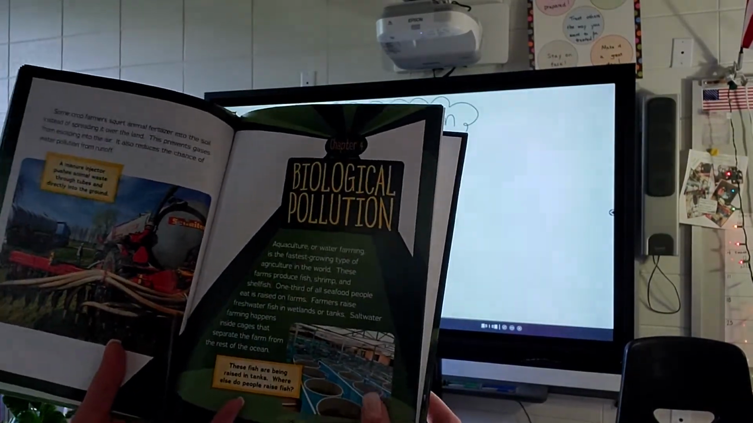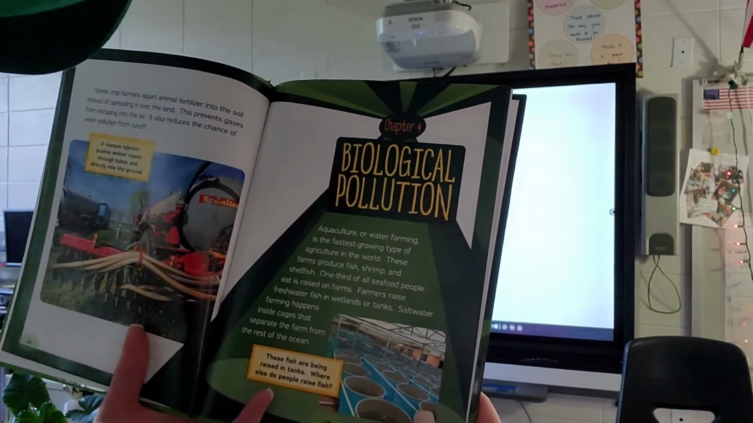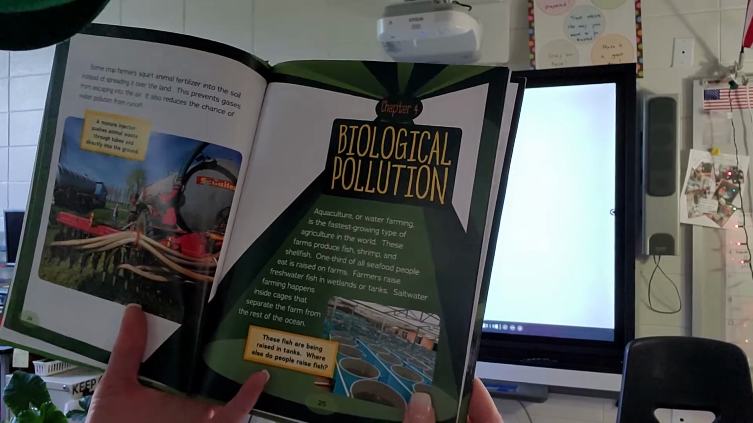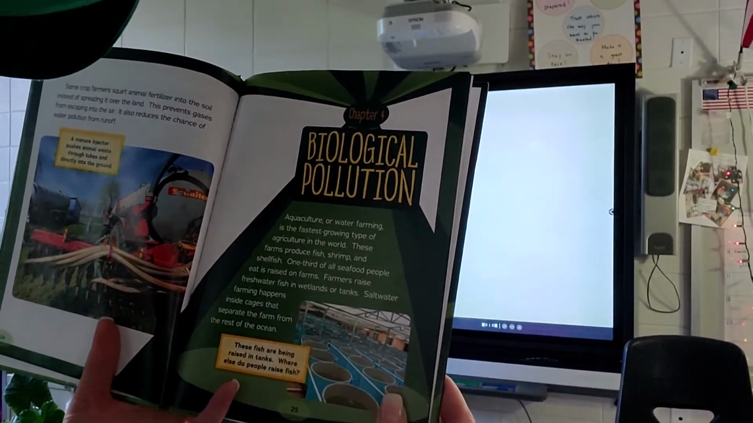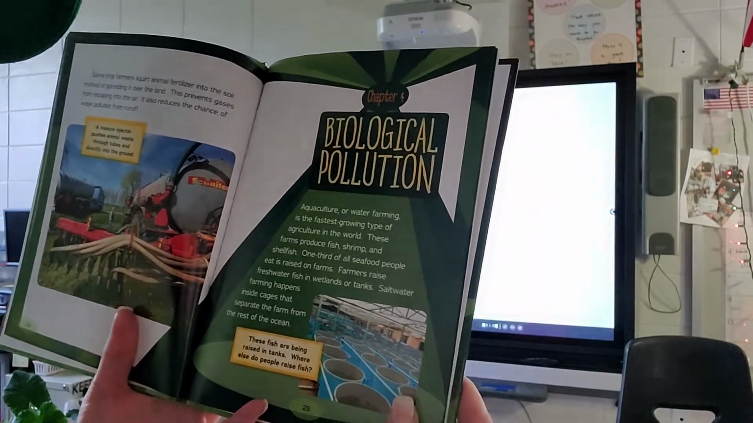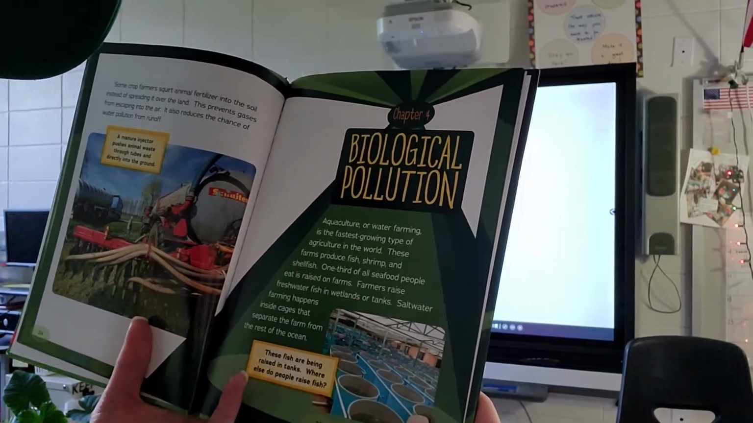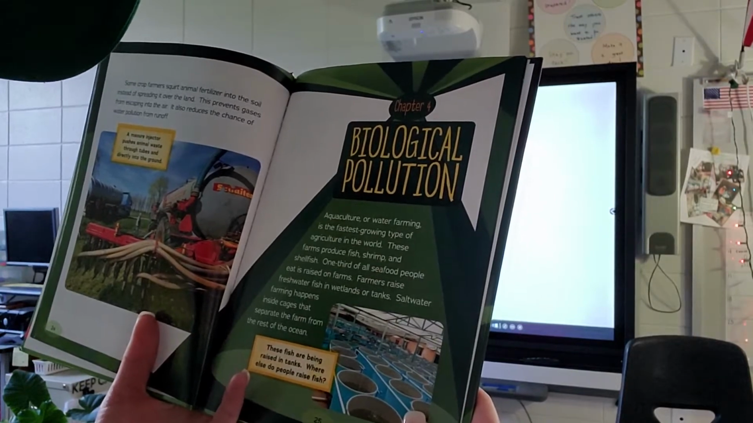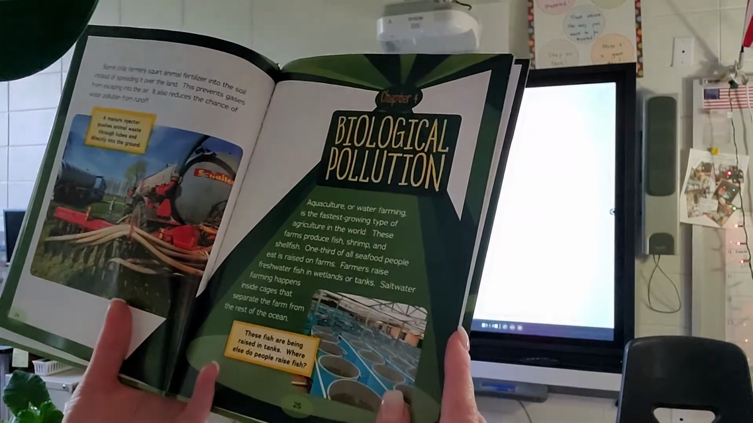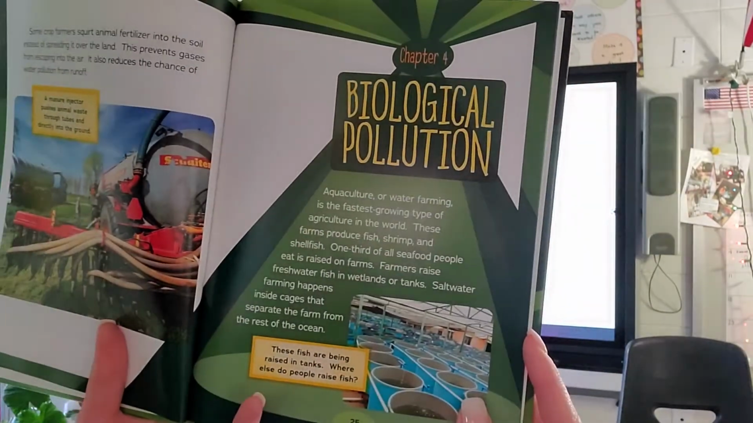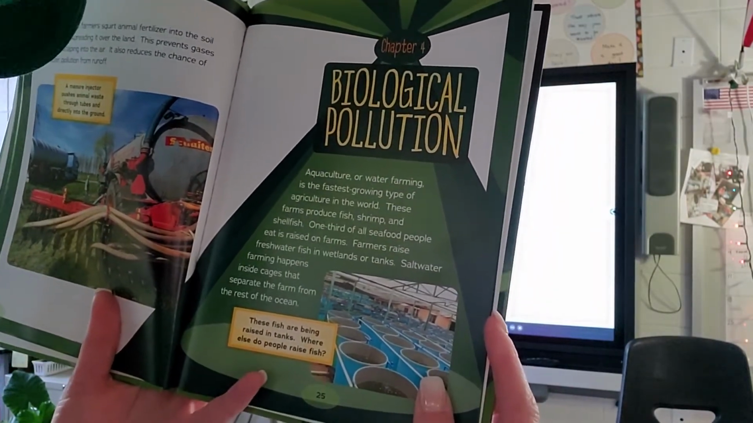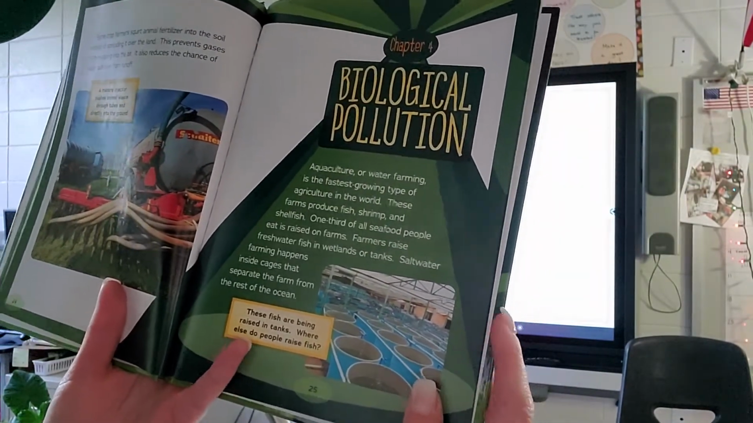Aquatic culture or water farming is the fastest growing type of agriculture in the world. These farms produce fish, shrimp, and shellfish. One third of all seafood people eat is raised on farms. Farmers raise freshwater fish in wetlands or tanks. Saltwater farming happens inside cages that separate the farm from the rest of the ocean.